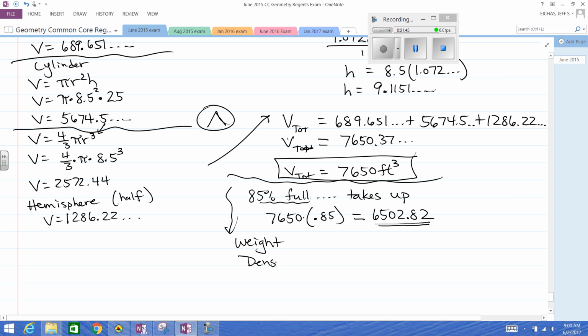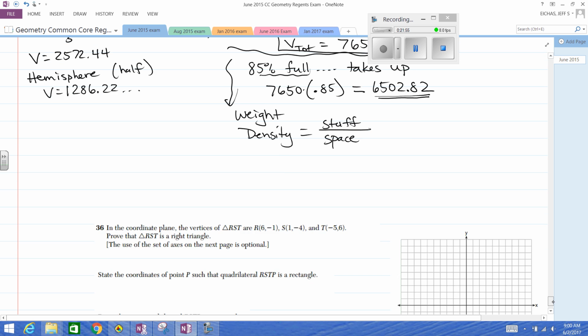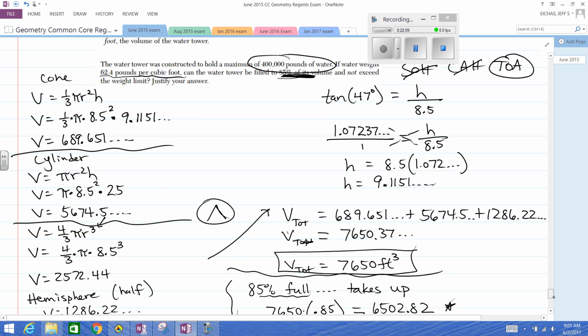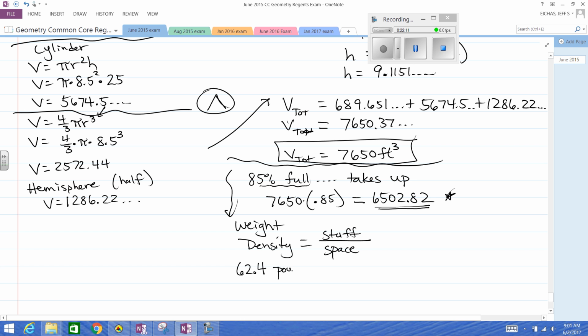All right, so again, density, I know it's mass over volume in science. In math, we're not technical terms, but I'm going to say it's stuff over space. The space is the volume, right? Now they give us a density of 62.4. Is that pounds? Pounds for every 1 cubic foot. So you could put it into this formula.